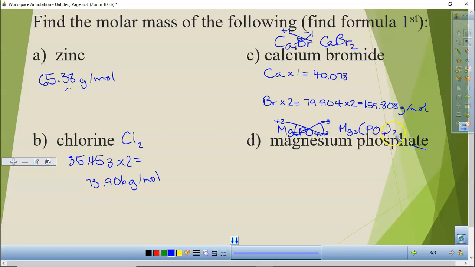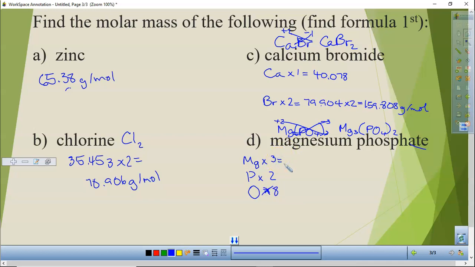All right. So I did this one because I want you to see what that 2 does. The 2 gets distributed to both of these. So that would give me 2 phosphorus and 8 oxygens when we're calculating molar mass. So magnesium is going to be multiplied by 3, phosphorus is going to be multiplied by 2, and oxygen is going to be multiplied by 8. Oh, times 8. Duh. Times 8.